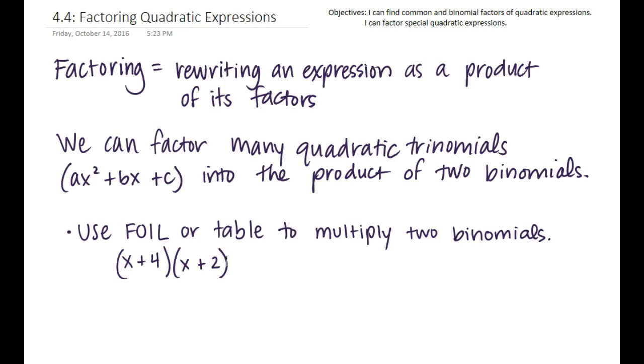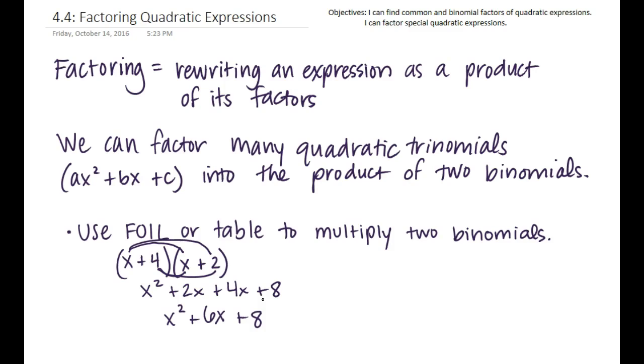So I'm going to show you FOIL method. F stands for first, so when you multiply the first two terms you get x squared. O stands for outer, so x times 2 is 2x. I stands for inner, so 4 times x is 4x, and L stands for last, so 4 times 2, which is 8. You combine the like terms in the middle, and you add them, so you get 6x in the middle. The first term and the last term drop down. So this would be the trinomial that's produced by the multiplication of these two binomials.